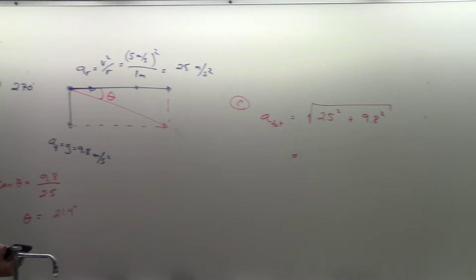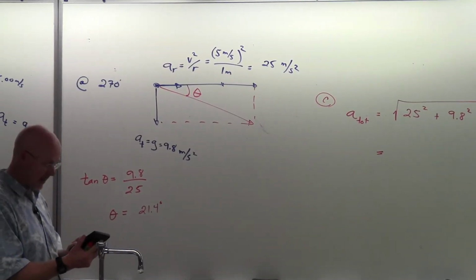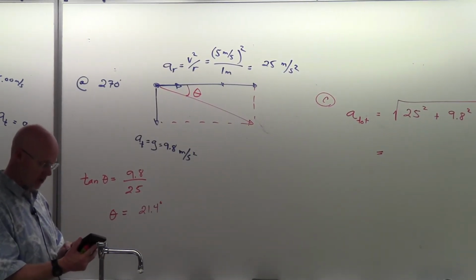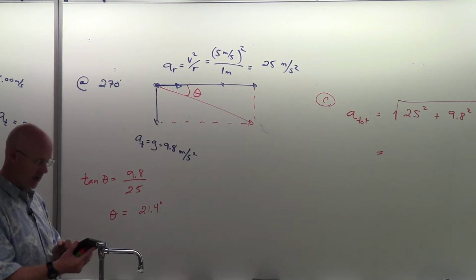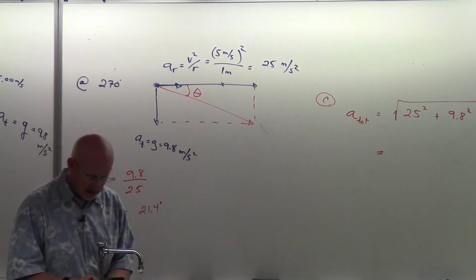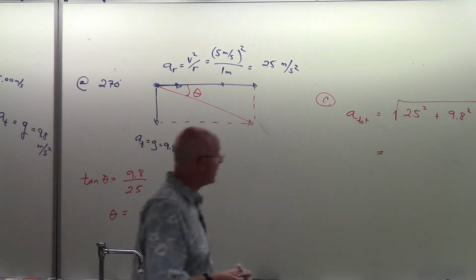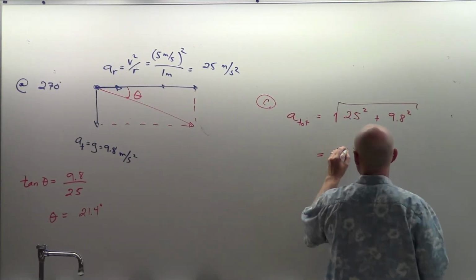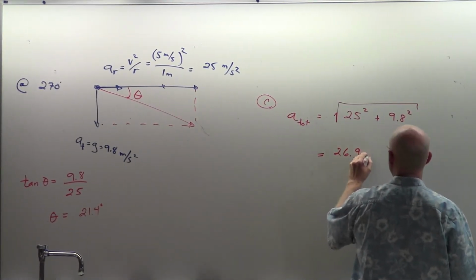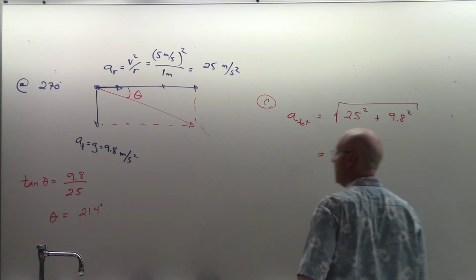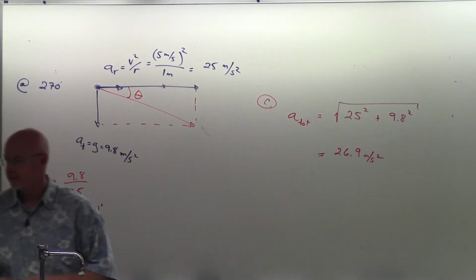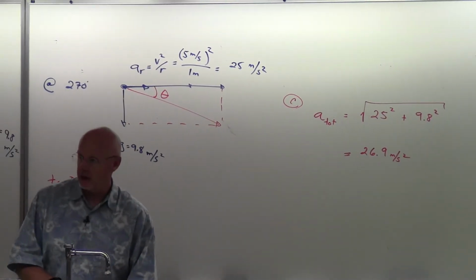And so I have 25 squared, and I'm going to add that to 9.8 squared. I will then take the square root of all of that and get 26.9. So 26.9 meters per second squared is the total acceleration.